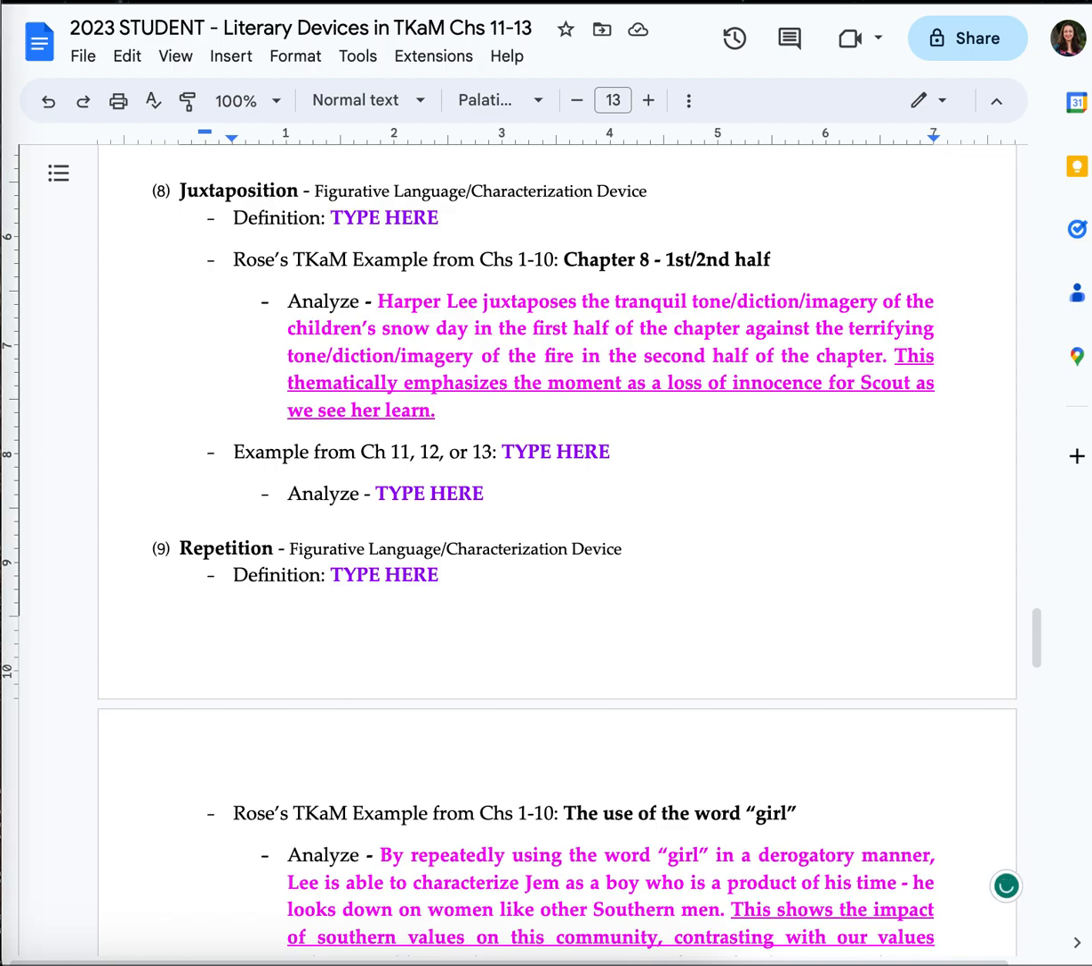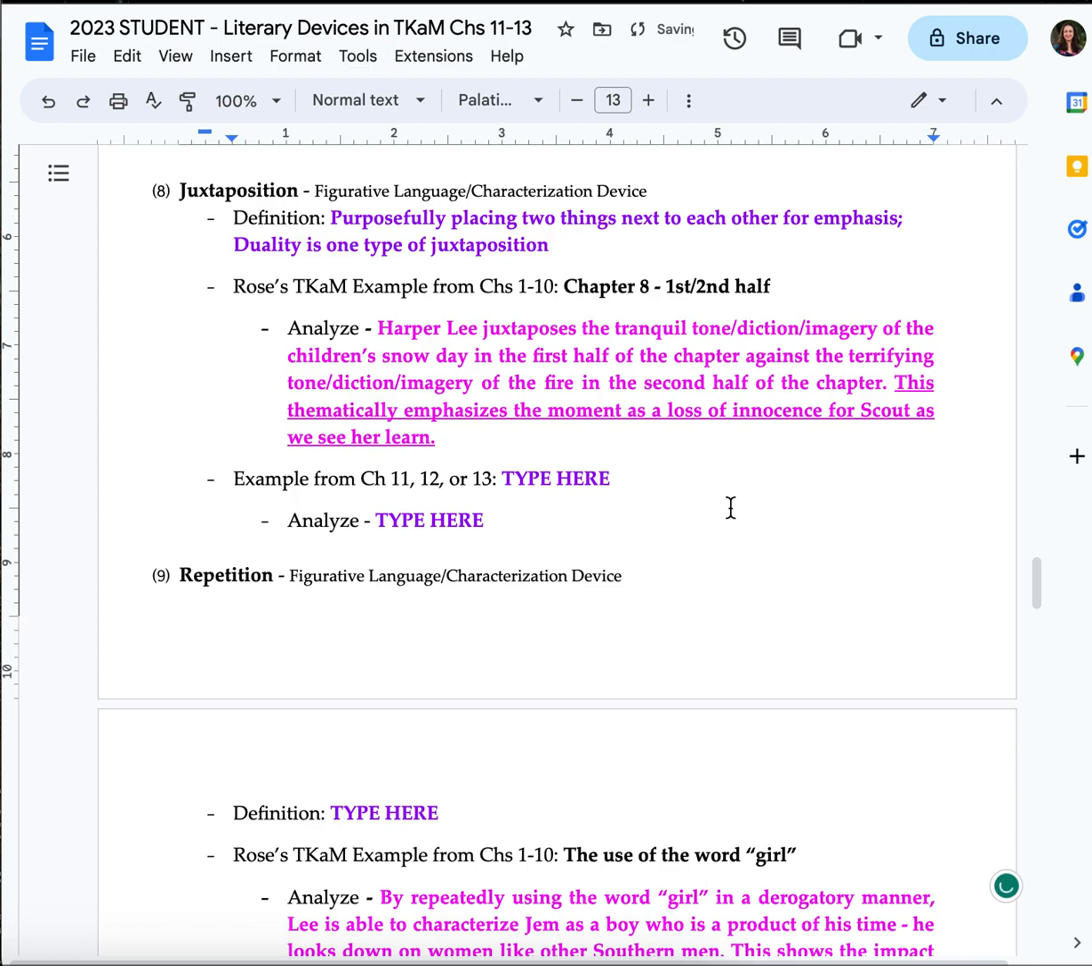So, juxtaposition, if you are my student, we have been working on all year long. I shouldn't have to give you this definition, but I will anyway. Juxtaposition is purposefully placing 2 things next to each other for emphasis. Generally, these things are unlike, but they do not have to be. Duality is one type of juxtaposition and does require that our 2 ideas be opposite opposing forces, good and evil, light and dark. We looked at that a lot in Romeo and Juliet, right? If it's 2023 and you're my student.